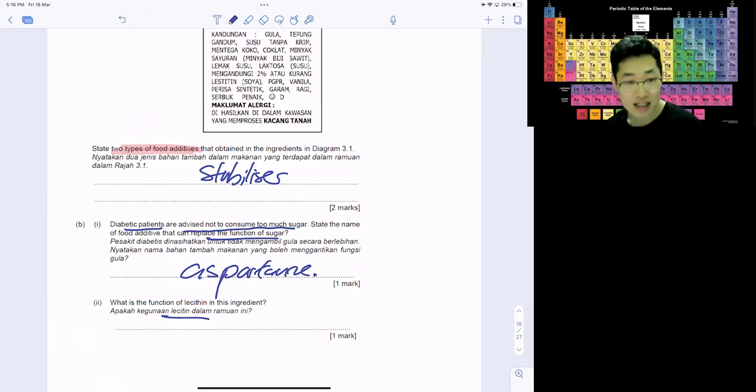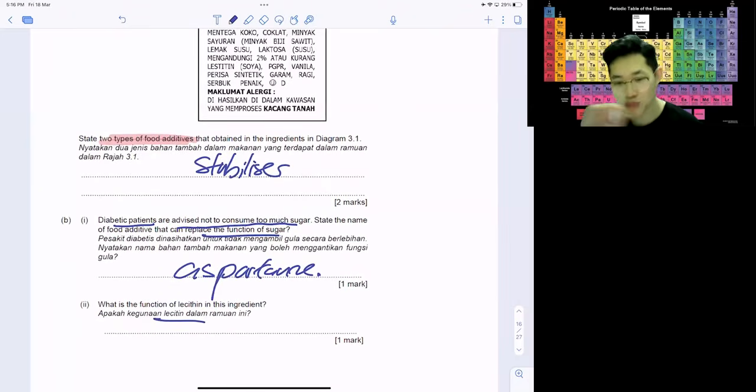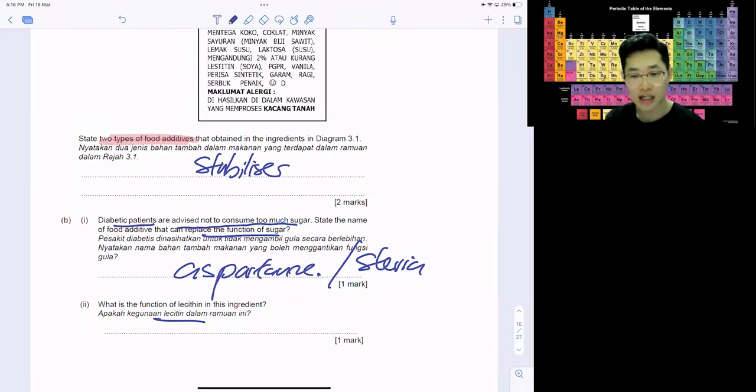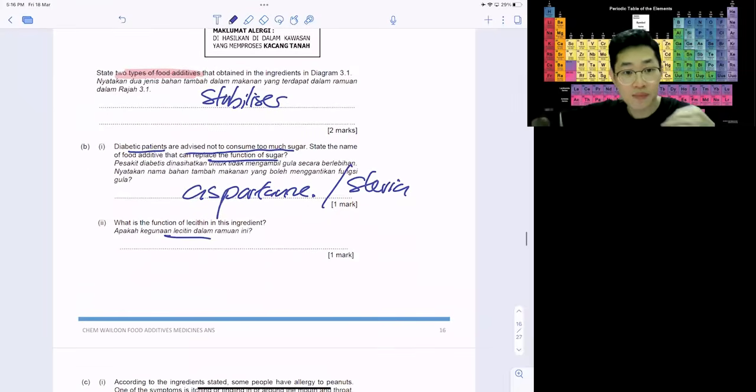Function of lecithin in the ingredients. Smooth surface, smooth texture. Stevia can. You can write stevia as well. For this one, it gives a smooth texture, or you can say the function is to emulsify two liquids that cannot be mixed together.